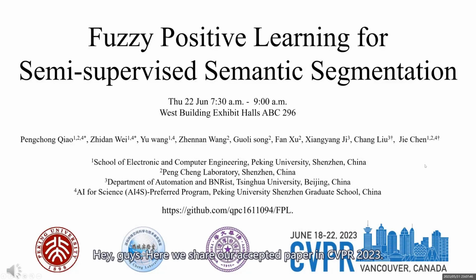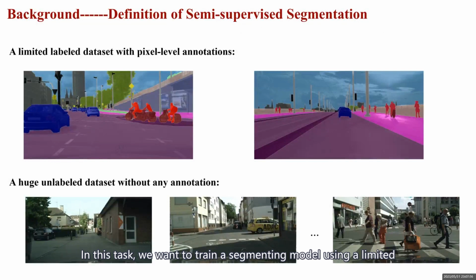Hey guys, here we share our accepted paper in CVPR 2023, Fuzzy Positive Learning for Semi-Supervised Semantic Segmentation. In this task, we want to train a segmentation model using a limited labeled dataset with pixel-level annotations and a huge unlabeled dataset without any annotation.